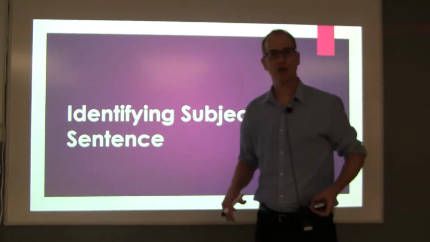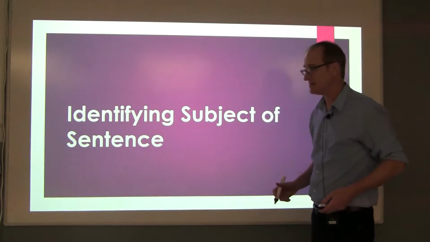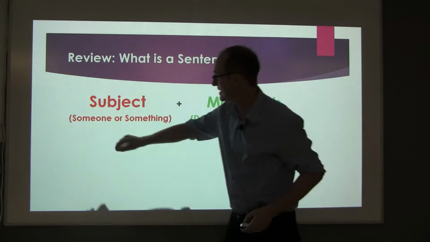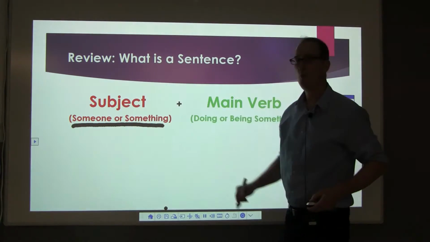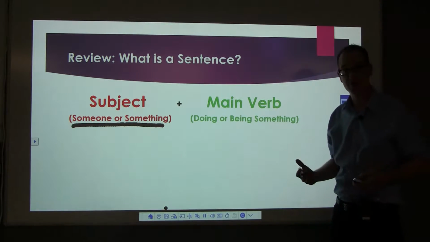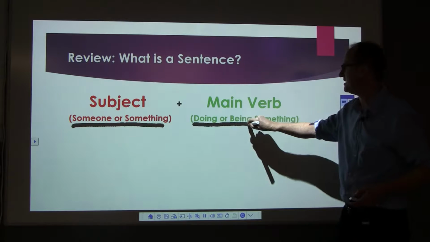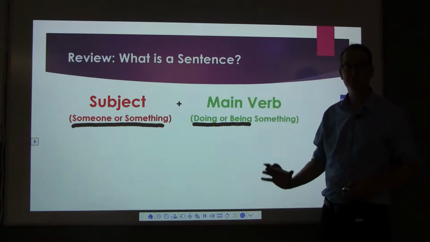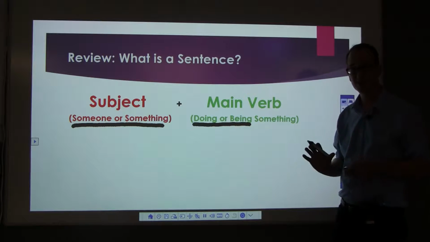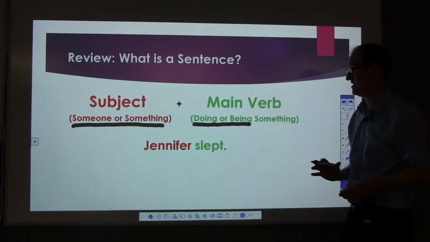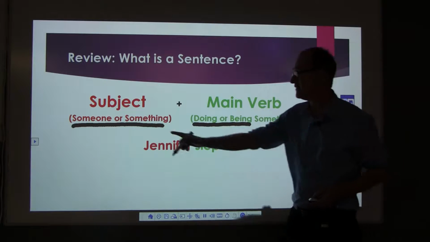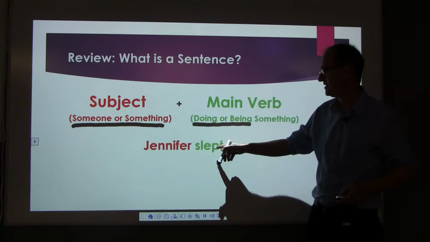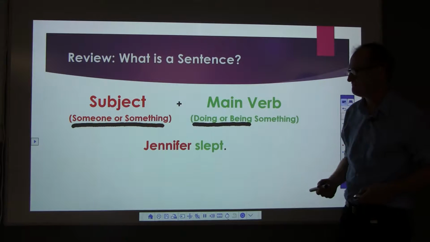Okay, in this video we're going to look at how to identify the subject of a sentence. Let's begin by reviewing what a sentence is. A sentence is essentially someone or something, that's the subject of the sentence, doing or being something. That's the main verb. You only need those two components to have a complete sentence. So let's look at two very simple sentences. Jennifer slept. Here we have someone, Jennifer, that's the subject of the sentence, doing something, slept, that's the main verb.